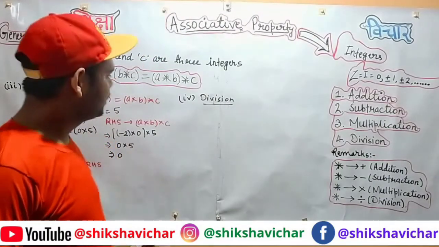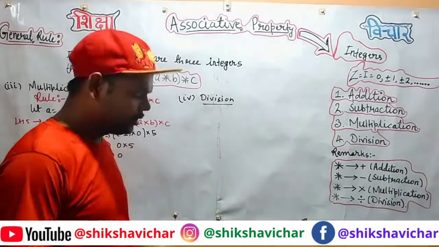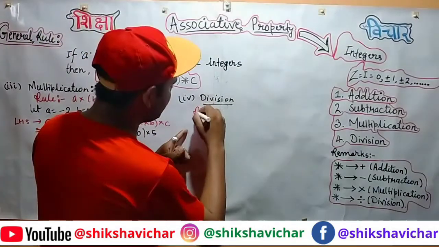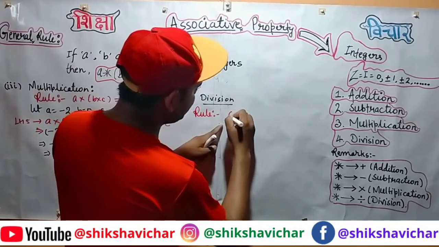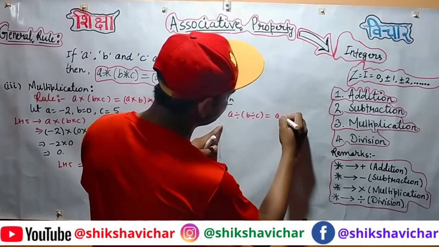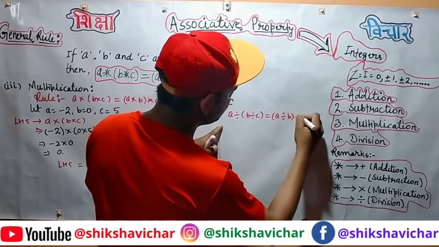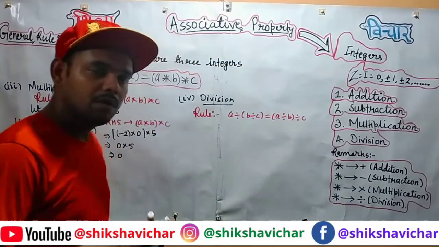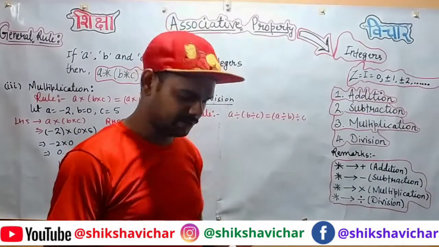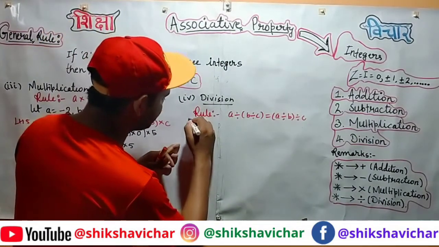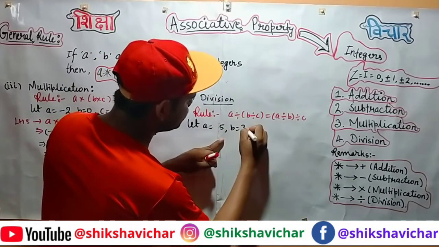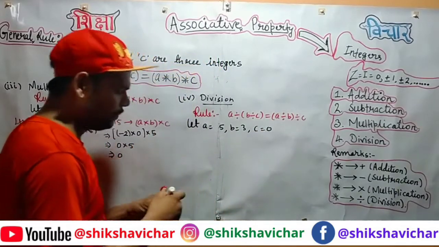Let's discuss the fourth point, that is division. First of all we will discuss the rule for divisibility. The rule is (A divided by B) divided by C must be equal to A divided by (B divided by C). Now we will take three values from the set Z, or I, called integers. These three values can be taken as: let A equal 5, B equal 3 and C equal 0.